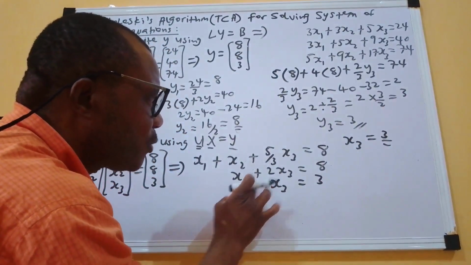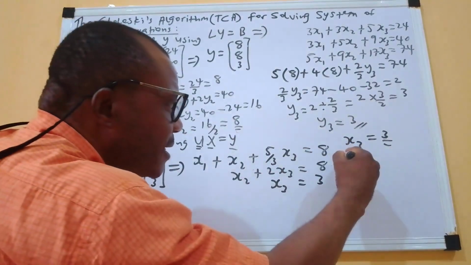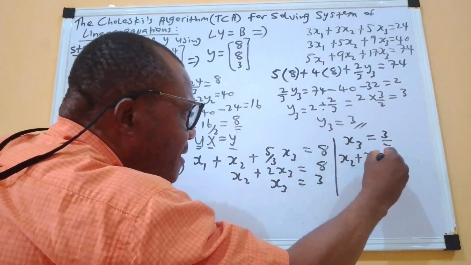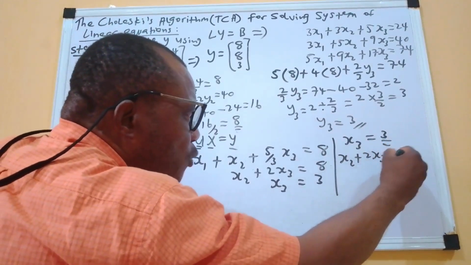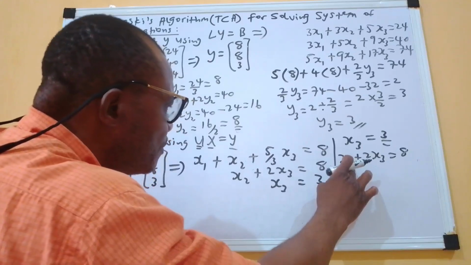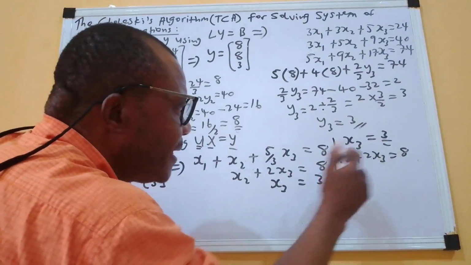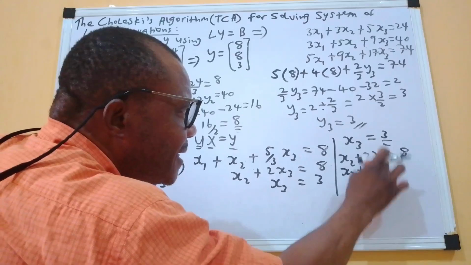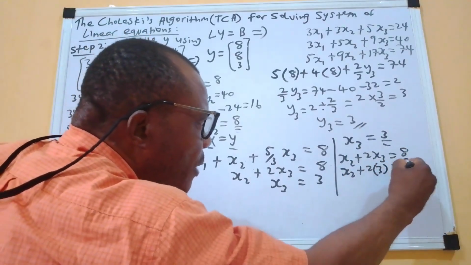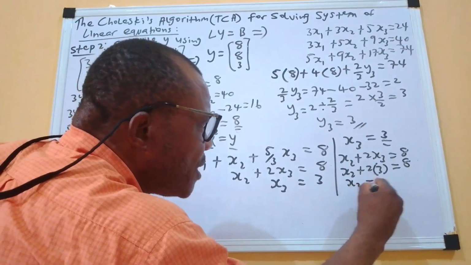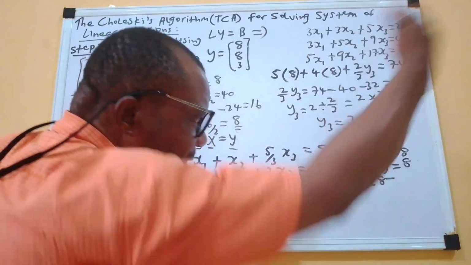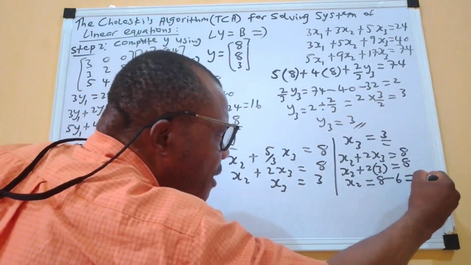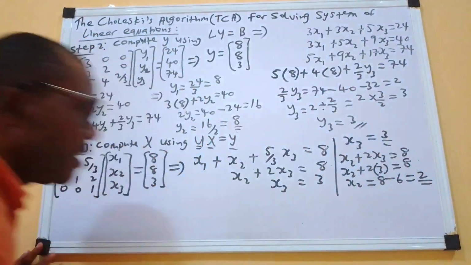Then from here, we want to get our x2. x2 plus 2x3 is now equal to 8. What is our x2? Of course, our x3 is 3. So this will be x2 plus 2 times 3 is equal to 8. So our x2 will be equal to 8 minus 2 times 3, which is 6. When it crosses to the other side, it will be minus 6. So our x2 will now be equal to 2. 8 minus 6 is 2.